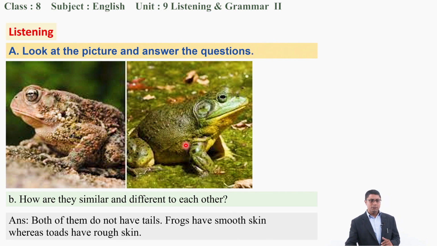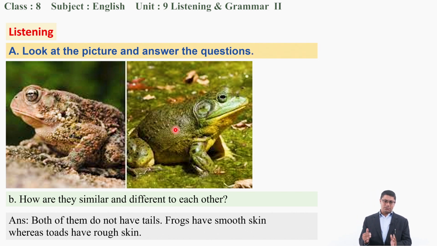Okay. So, both of them do not have tails. Similarly, frogs, the second one, you said, frogs have smooth skin, whereas toads have rough skin. Look at the skin of this toad. It looks quite rough. And look at the skin of this frog. It looks quite smooth. So this is the difference. Now, in this listening text, you are going to learn more differences between a toad and a frog.